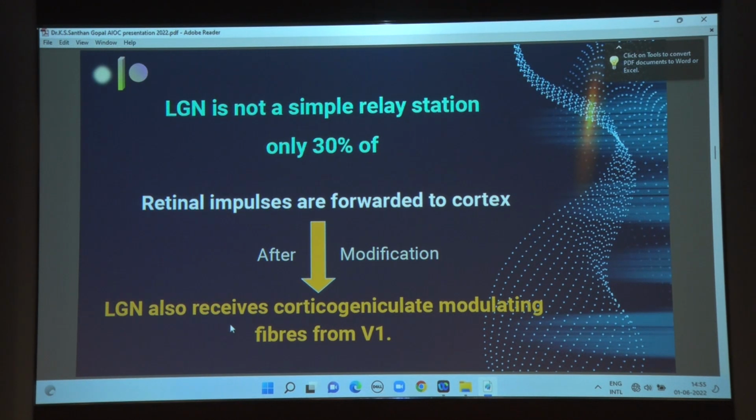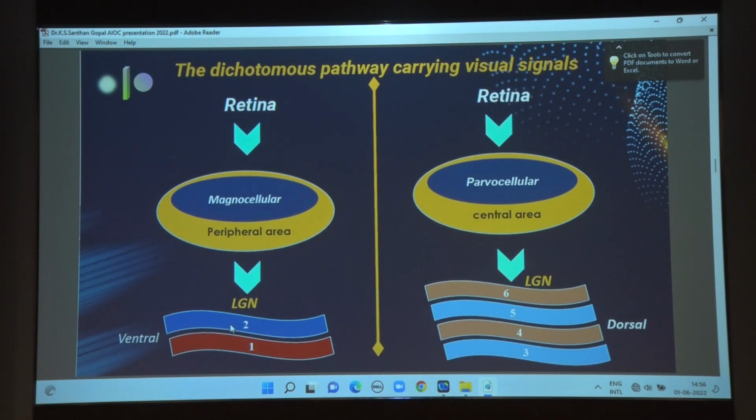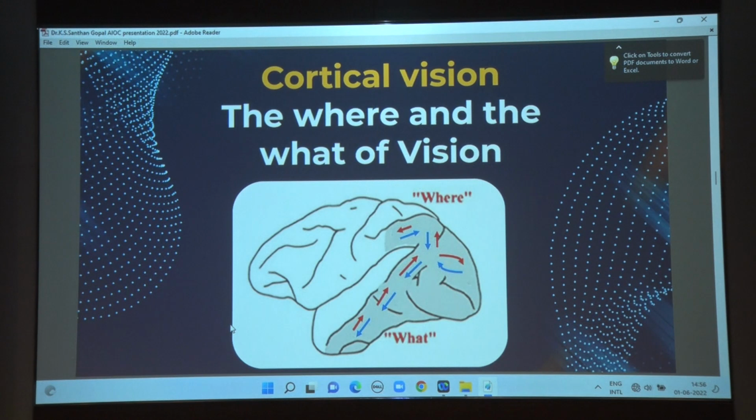These corticogeniculate modulating fibers rapidly send the impulses from LGN to V1 when they come down from occipital cortex or further right. So this is the classification: parvocellular, magnocellular. Parvocellular go to layers 1 and 2 ventrally, and the magnocellular go to 3, 4, 5, 6 in the dorsal area. And obviously, parvocellular occupies a larger area compared to the magnocellular cells.